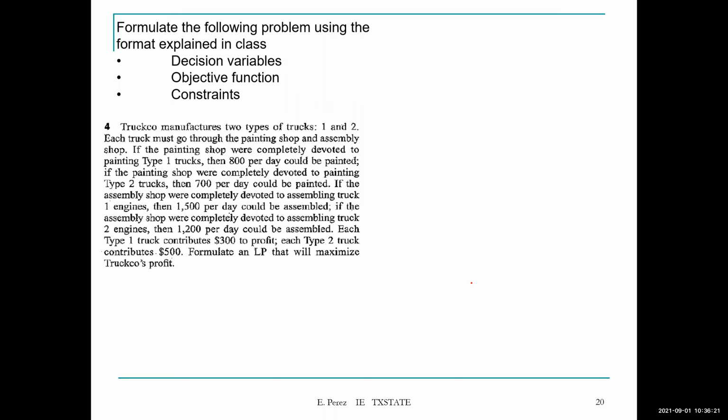If the assembly shop were completely devoted to assembling truck 2 engines, then 1,200 per day could be assembled. Each type 1 truck contributes $300 profit. Each type 2 truck contributes $500 profit. So we want to formulate a linear programming model that will maximize the company's profit. And as we did for the first lab, I'm gonna let you try to formulate the decision variables and the objective function. We're gonna discuss this before we leave today.